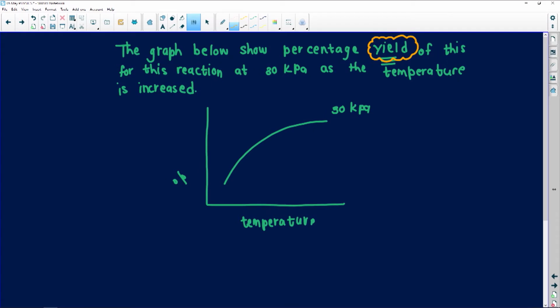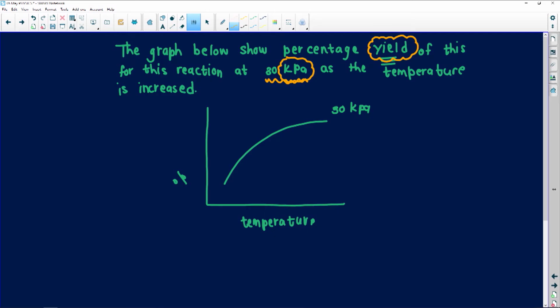Obviously, if a company is trying to yield something and they get 0.1%, that is not a good yield. But if it comes up to 88%, that means they're going to get more from the reactants and they're going to make more product. So that's what percentage yield means. And at 30 kilopascal, when we say kilopascal, we're talking about pressure. So you see what the examiners are doing here. Instead of saying whether pressure is being increased or decreased, they just write kilopascal. So you need to know that kilopascal is a measure that we use to measure pressure.